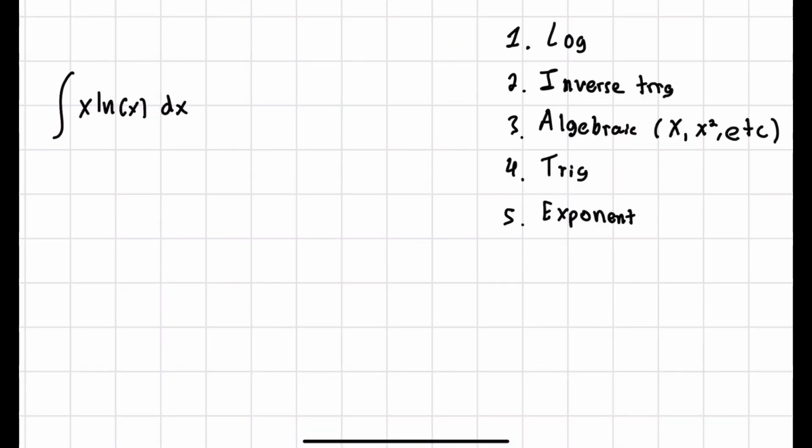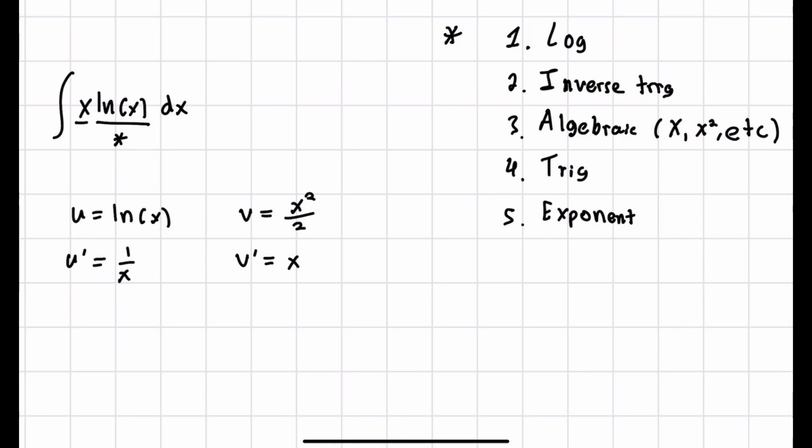Now we have the integral of x times ln x, and we see that ln is a logarithm function, so that would be our u value. So u is equal to ln x, while v prime is equal to x. The derivative of ln x is equal to 1 over x, while the antiderivative of x is simply x squared over 2. And now let's construct everything.